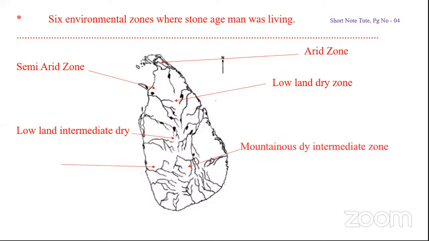And then the mountainous dry intermediate zone and the wet zone. So these are the 6 environmental zones. Now after they were born in Balangoda region, they spread to these regions. So that means all over Sri Lanka they were living. So arid zone, semi-arid zone, lowland dry zone, lowland intermediate dry zone. Intermediate dry zone means the area in between the dry zone and the wet zone. And mountainous dry zone and wet zone, they were living there, this Stone Age man of Sri Lanka.